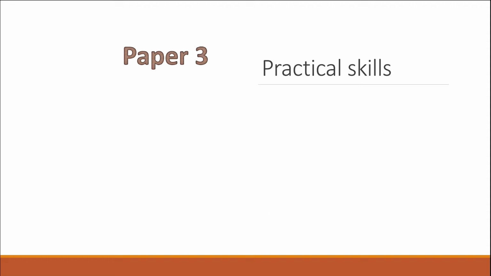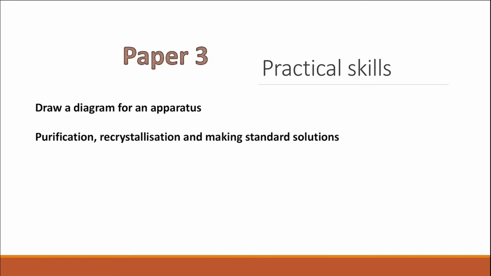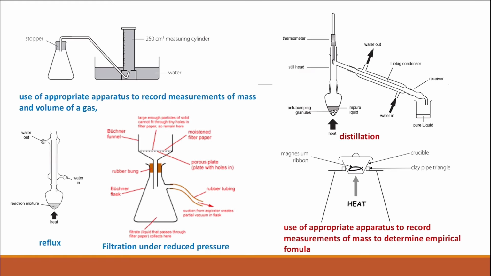The practical skills then. So practical skills will definitely be in the exam because we said that paper three is all about practical skills and applications. They're going to ask you to draw a diagram for a certain apparatus that you can use to do a certain experiment. And they're going to ask about purification, recrystallization, and making a standard solution. Not all of that will be in the same exam, but these are the practical skills that usually come in paper three. So what are the most important apparatus that you need to know and draw a diagram for? These are the most common ones to come in the exam.